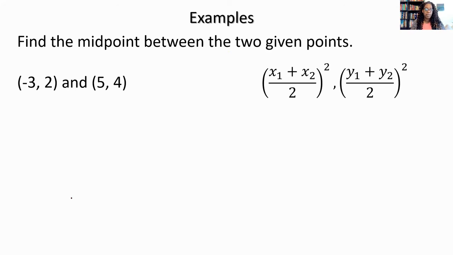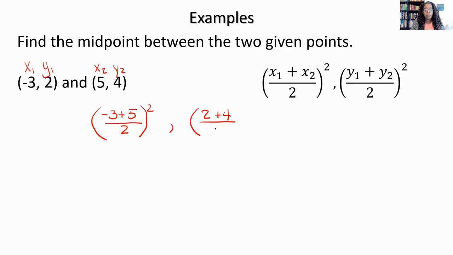So we want to find the midpoint between -3, 2, and 5, 4. So -3 is going to be my x sub 1, and 2 is going to be my y sub 1, because those are the coordinates of my first point. Then I have my second point, so that'll be my x sub 2, which is 5, and my y sub 2, which is 4. And I'm going to plug it into the formula. So we have the sum of my x's: -3 plus 5, divide by 2, and we're going to square it. And then for my y's, we're going to take the 2 plus the 4, divide by 2, and then we're going to square it.